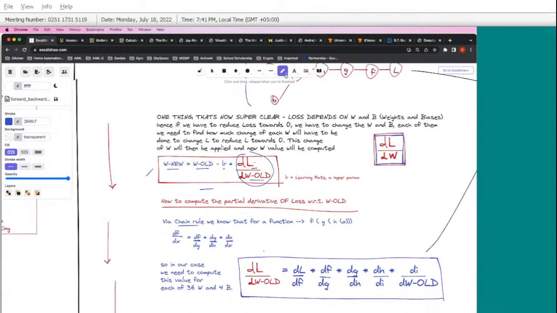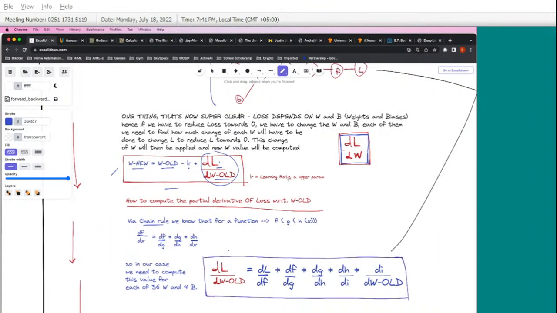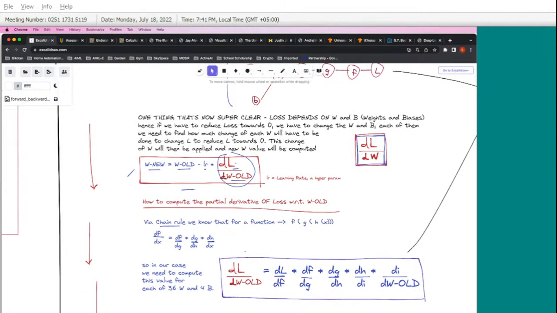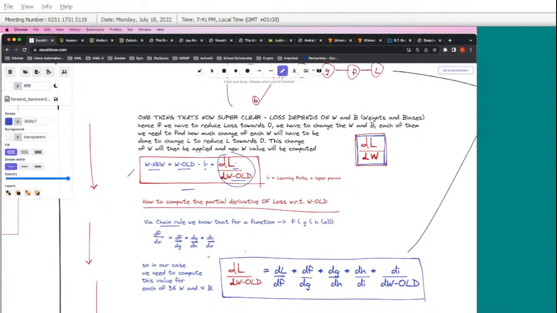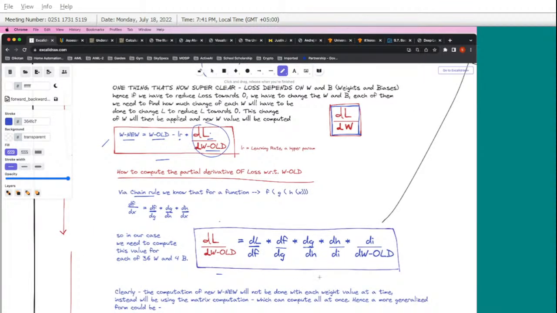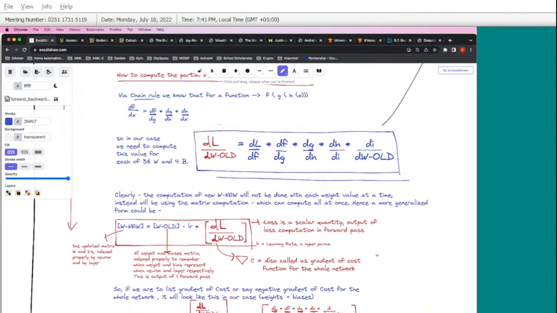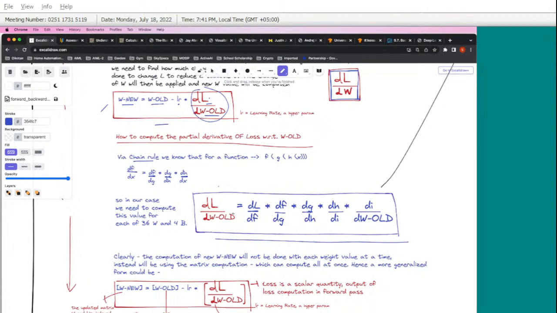Why is this value not so easy? Because if you have to compute a value like this, you need to look at all the places that W old is affecting L. And from the chain rule, we find that W old affects L through some big derivative, okay? Is that clear? So now this is based on the chain rule.